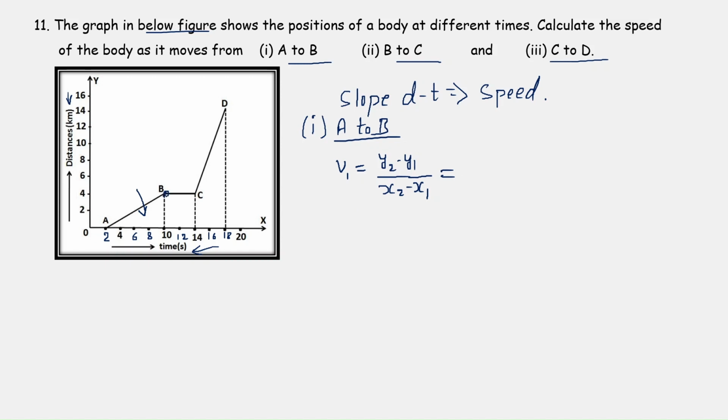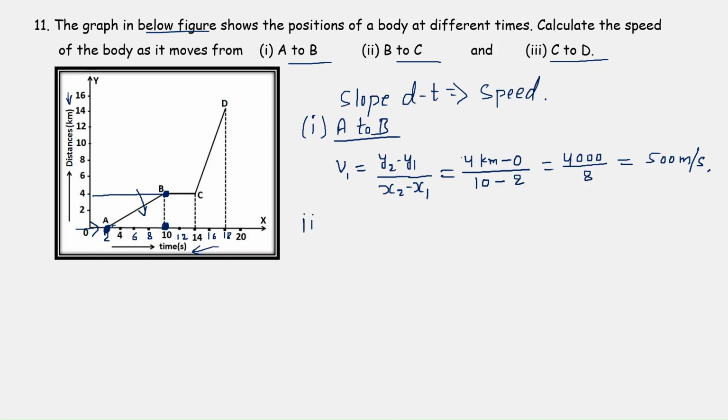So what is the y2 value? So y2 value is, this is the second position, this is the first position. A is the initial position, B is the final position. So what is the y2 value at B, which is 4 kilometer, minus y1 at point A, which is 0. Y1 value will be 0, and h2 value at the final point B is 10 seconds, minus h1 value at the initial point A is 2 seconds. So 4 kilometer, let us write it in meters. So 4000 divided by 8. So this one will be equals to 500 meter per second.